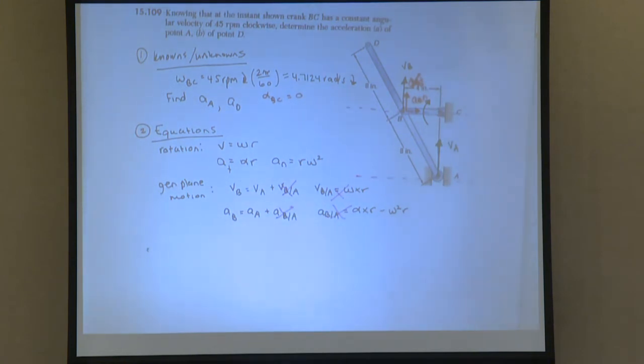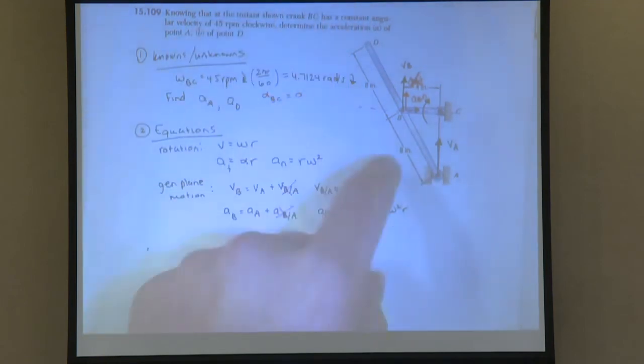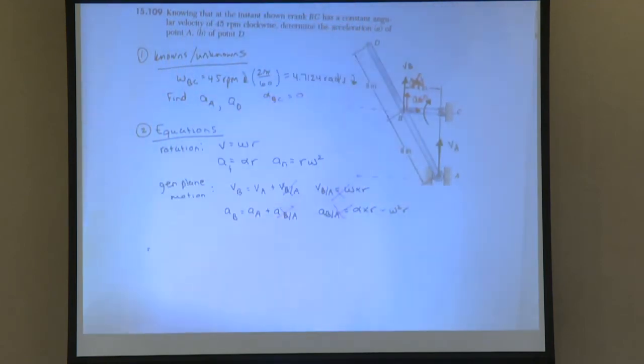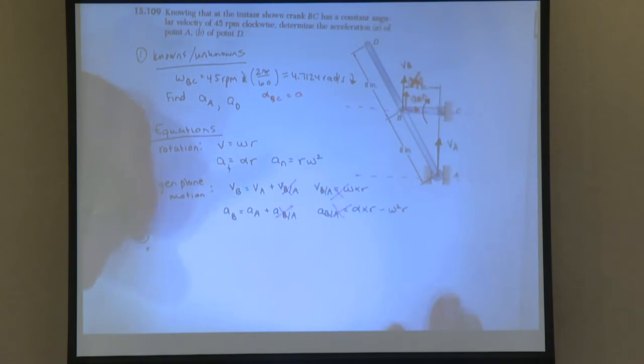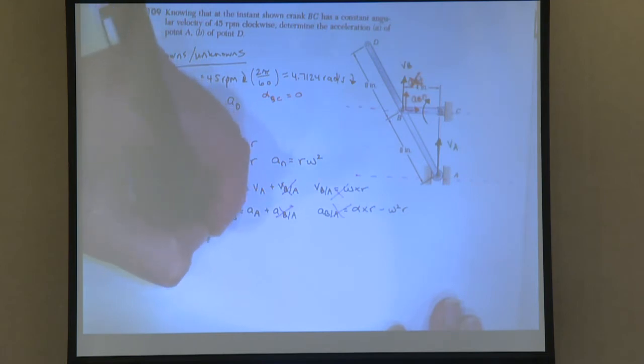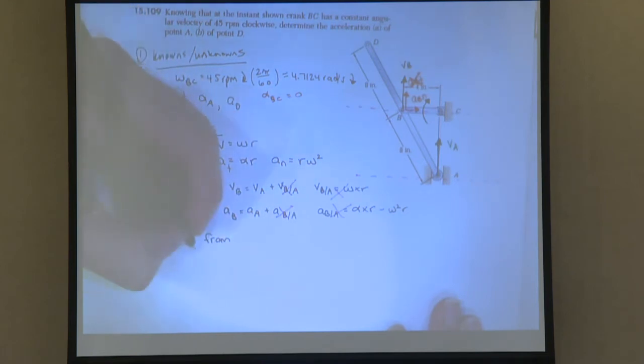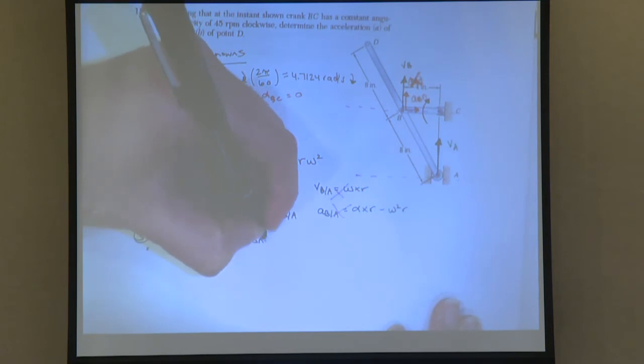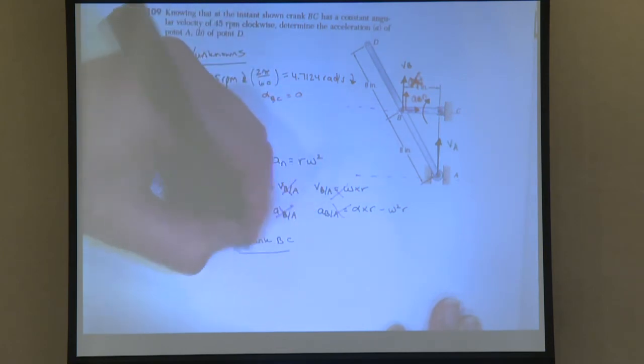So where should we start for this problem? Which arm do I want to look at? Do I want to look at DBA or BC? Good, so always start with the one that you know the most information about. So we're going to find the velocity and acceleration, VB and AB, from crank BC.